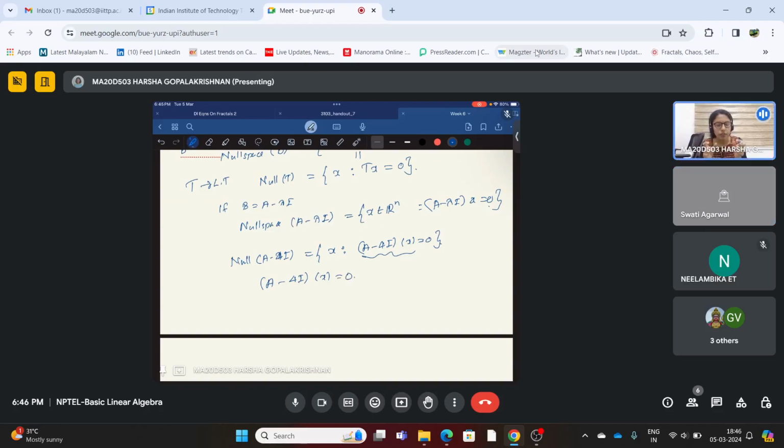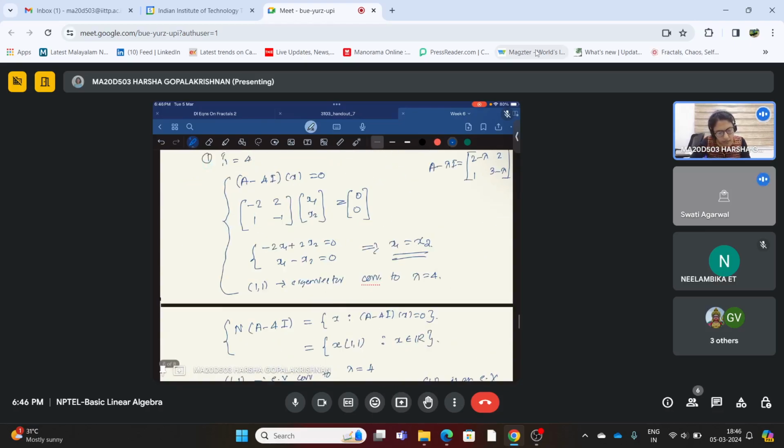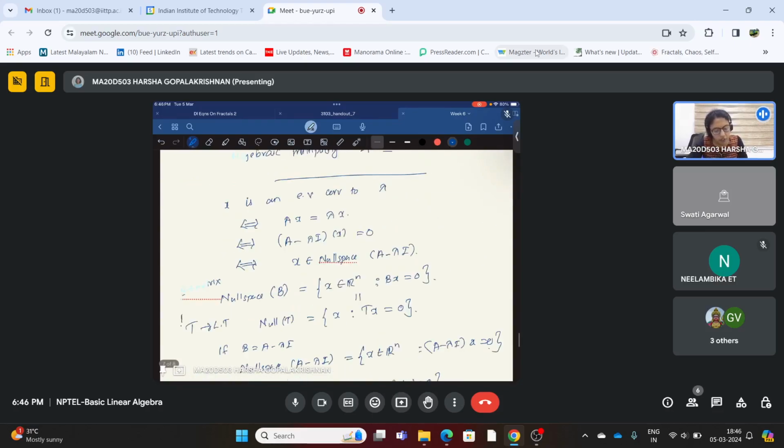Suppose I don't know the rank nullity theorem, I just know this is the null space. So I have only one condition, A minus 4I times x equals 0. Now I am doing A minus 4I x equal to 0, and the values were minus 2, 1, minus 1.